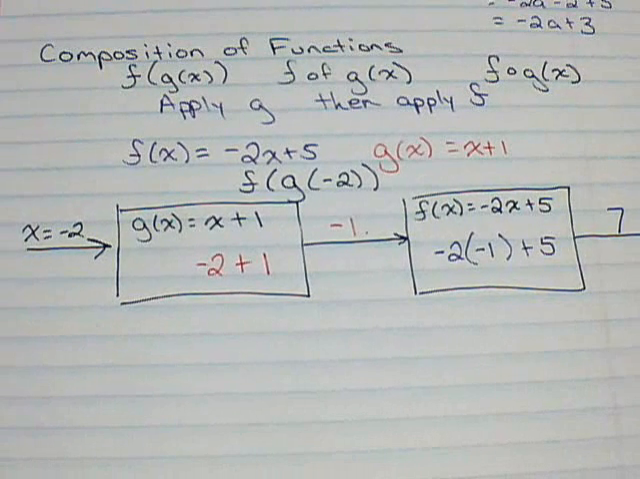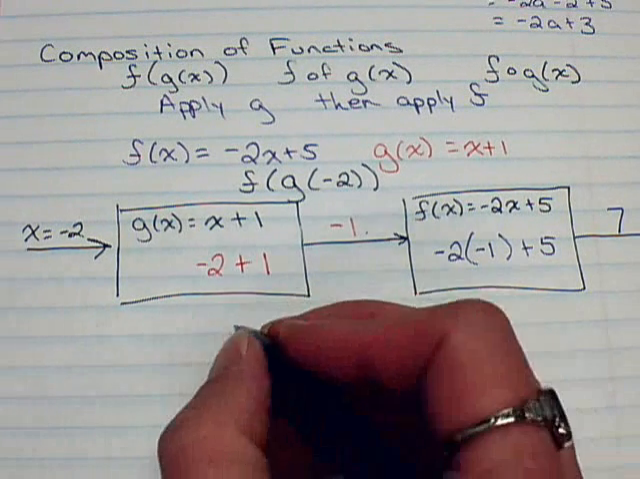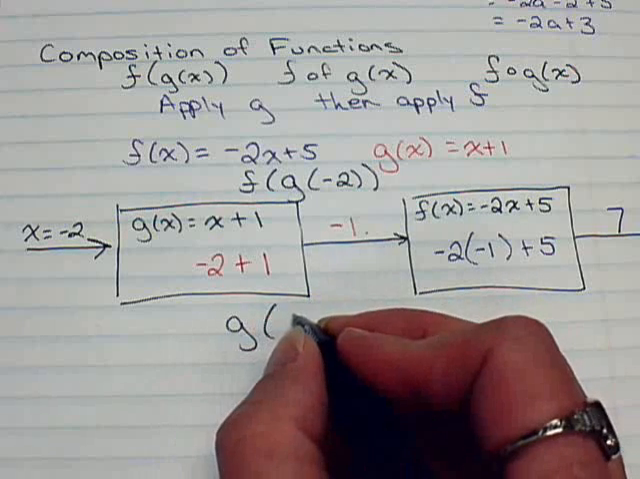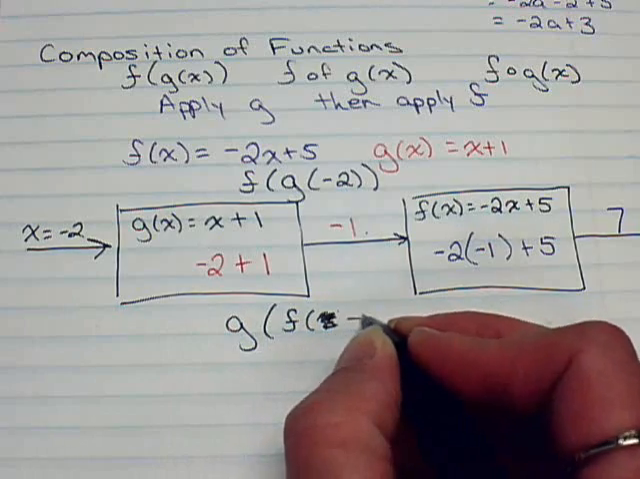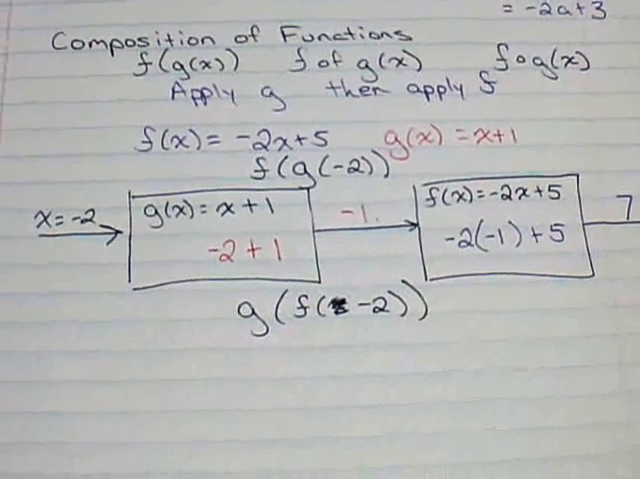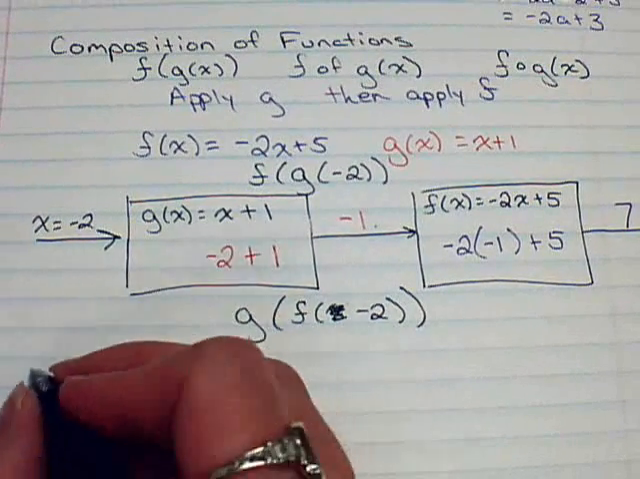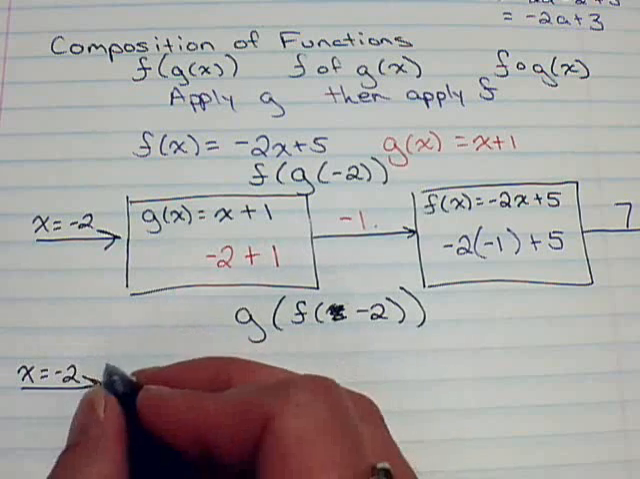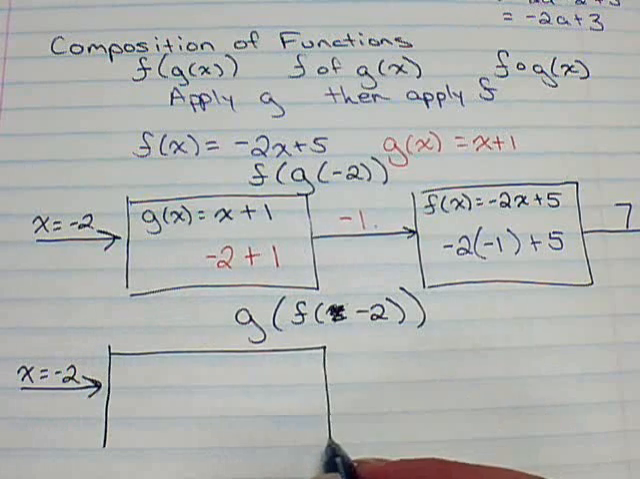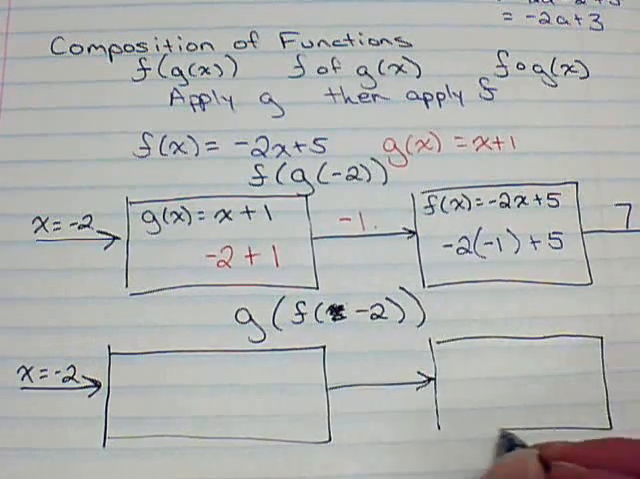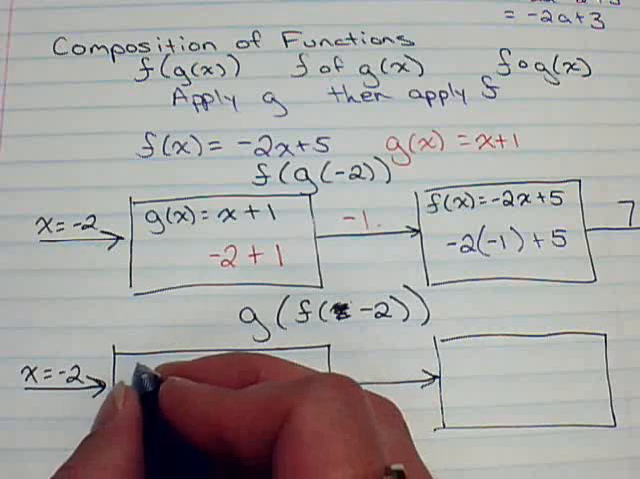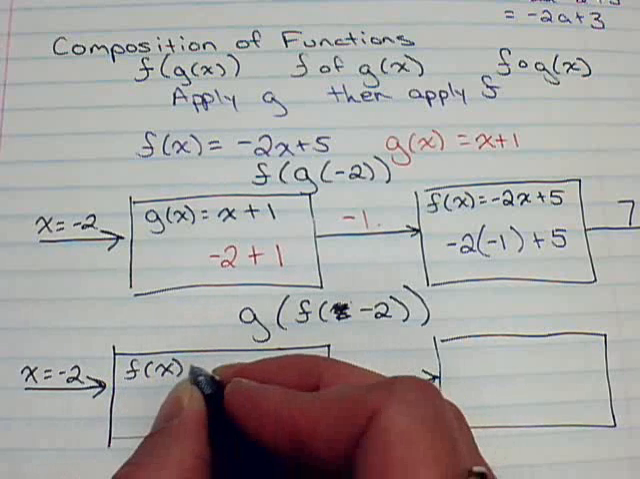Let's see what happens when we reverse the direction. What if I have g of f of x, or f of plug in negative 2 this time. Same thing. Same input. We're going to plug in negative 2. But this time, the first box I go to, or the first procedure I'm told to follow, is going to be f of x this time.